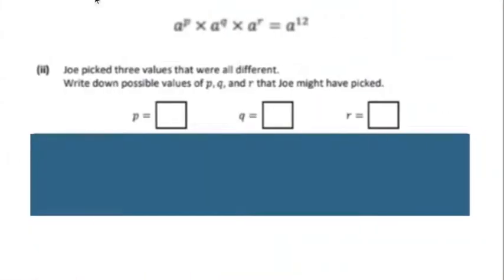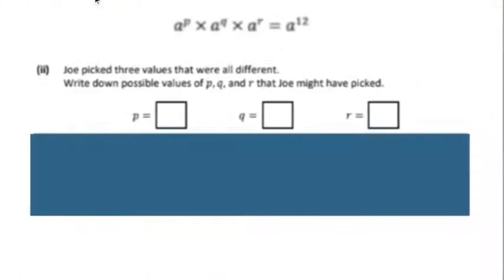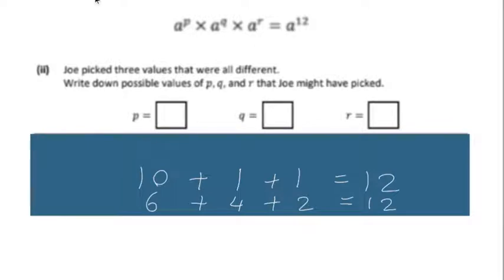So we have a variation now where Joe picked three values which are all different. So let's go back to the rule. This is addition when we have the powers in series. Therefore we can choose any three numbers which will sum up to 12. So let's go with 10 plus 1 plus 1 is equal to 12. We could choose any other combination, 6 plus 4 plus 2 is equal to 12, and so forth. So let's go with the 10 and the 1. Keep it simple. So p is equal to 10, q is equal to 1, and r is equal to 1.